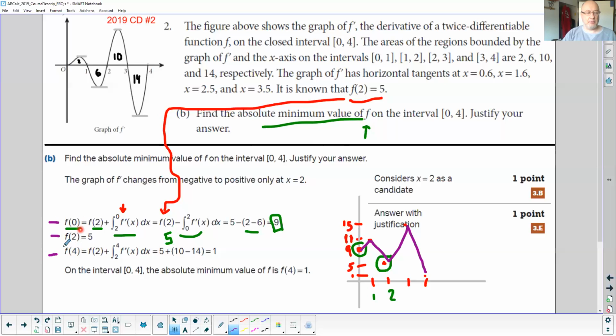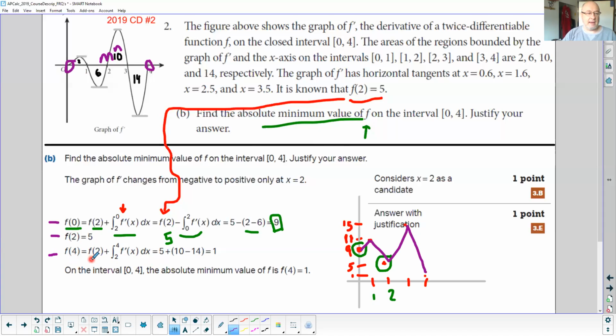So don't forget to check your endpoints and then check this point here, because this is clearly a minimum. How do I know this is a minimum at 2? Because the f prime changes from negative to positive. So that's my minimum there, and then also my minimum check-ins need to be my endpoints. There are some maximums in here at 1, so I don't really need to check that one, and there's also a maximum here at 3. If you checked them, and I kind of did, it's okay to put them in.